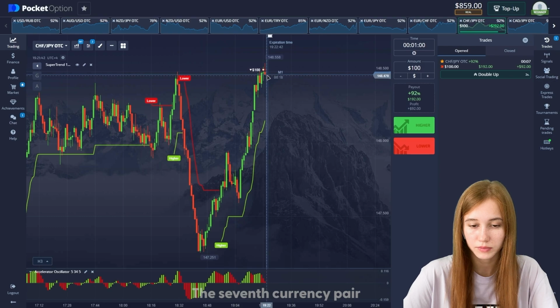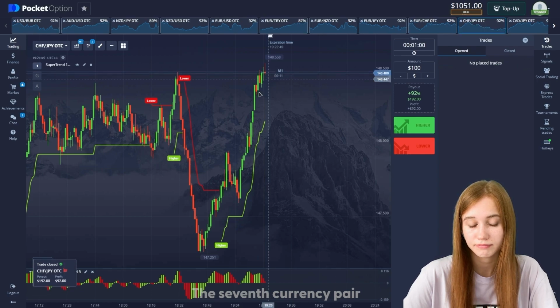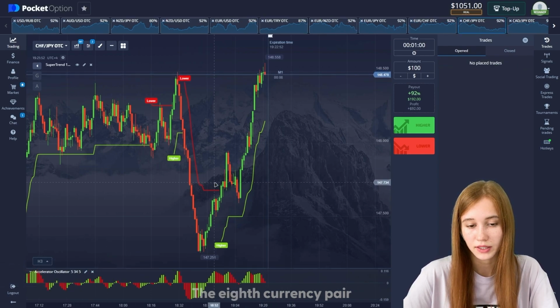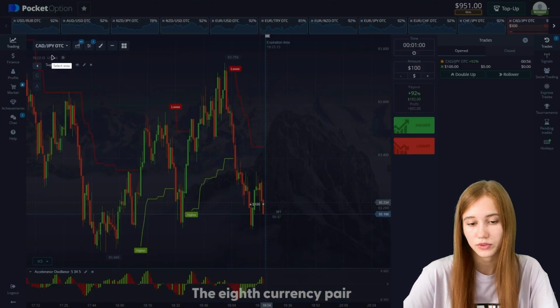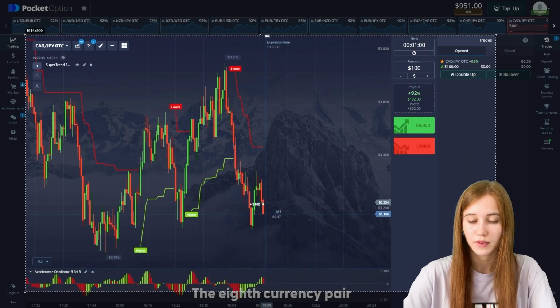10 seconds left. Some corrections we see. 3 seconds left. And plus deal $92, good. So let's open up and let's start our technical analysis.